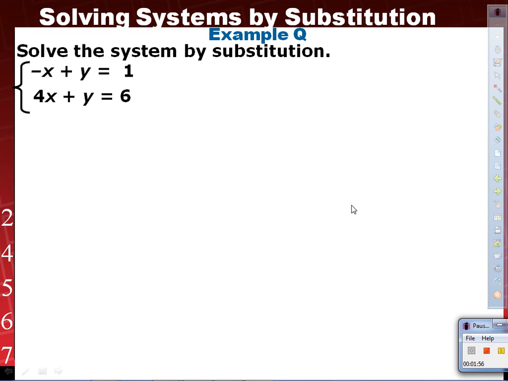It says solve the system by substitution. The system: negative x plus y equals 1 and 4x plus y equals 6. Copy that. Once you copy it, I want you to go to Desmos again. Type that in there and get me the solution, because we already know the first method, which is by graphing, right?